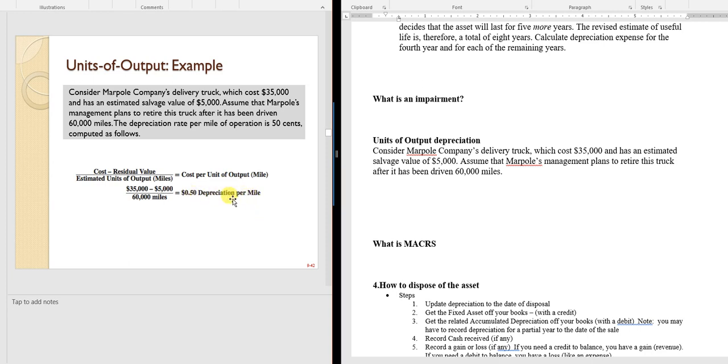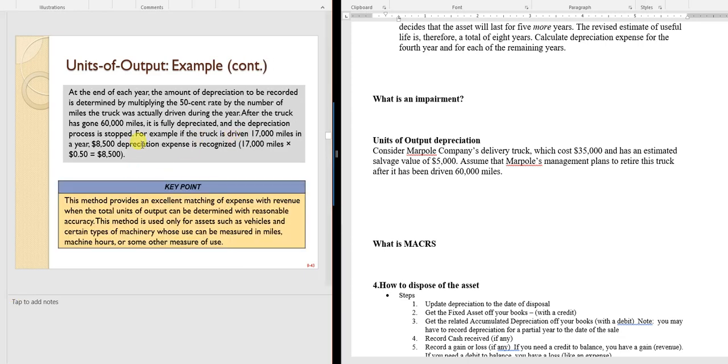So I have 50 cents per mile. So if in the first year I drive it 17,000 miles, my depreciation expense that year is 17,000 times 50 cents, or 8,500. I never have a partial year fraction, like I don't have to take it times a half year when I have units of output, because simply I would have driven it fewer miles, so it would have been automatically depreciated less. Okay, so units of output seems like a great thing to do.